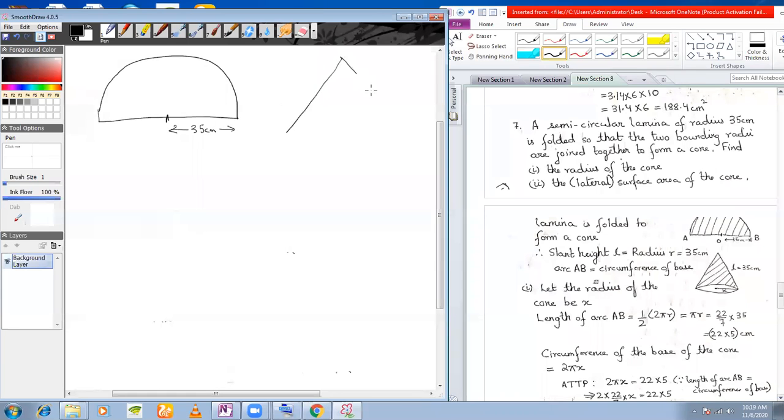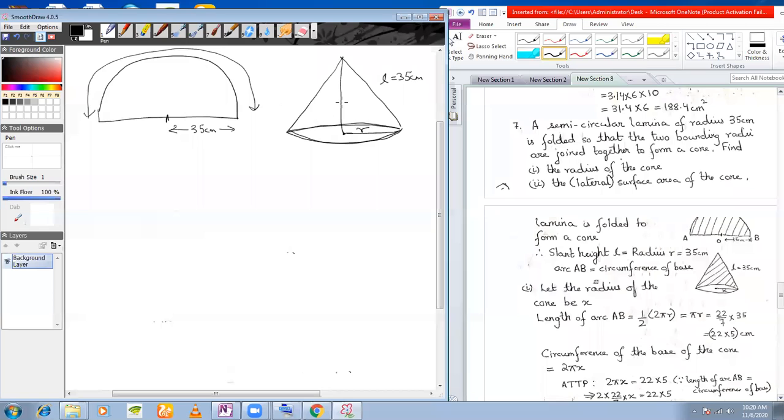If you look at that video that I have sent you, or if you can visualize it in any way you want, then you will realize that the slant height here will become 35 centimeters. Radius becomes the slant height. And the length of this semicircular arc becomes the circumference of the base of the cone, right? Since we know the slant height, we have to determine the radius of the cone first. Suppose the radius of the cone is r. This is the height of the cone. We want to determine r.